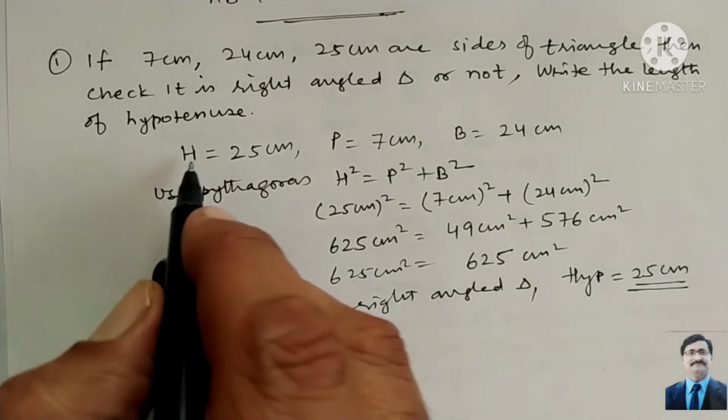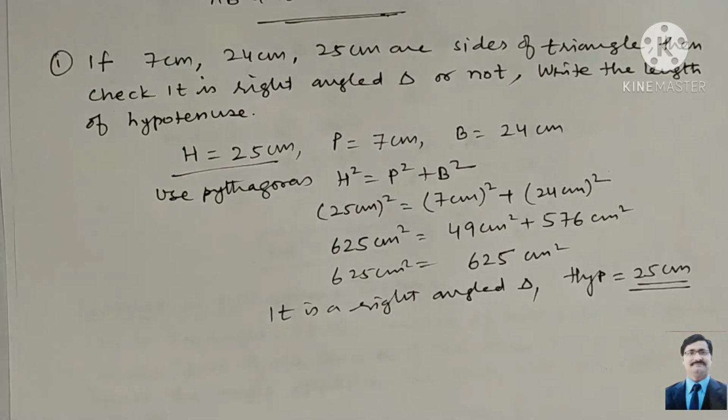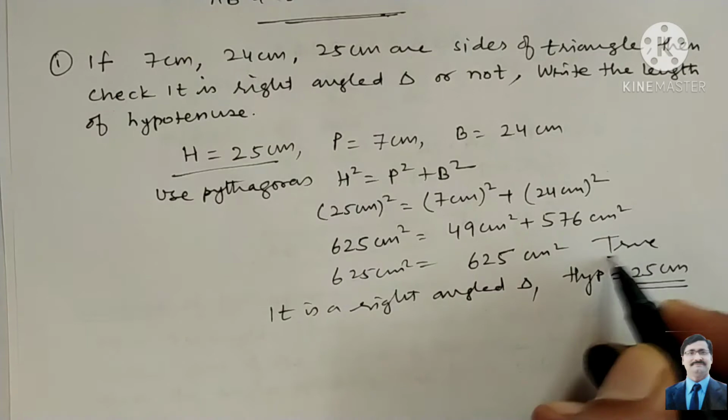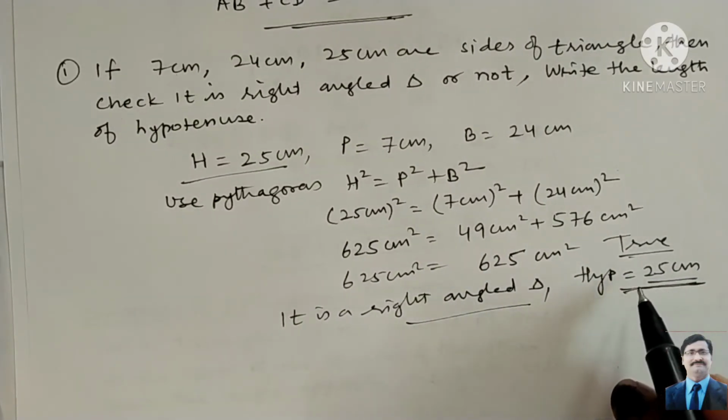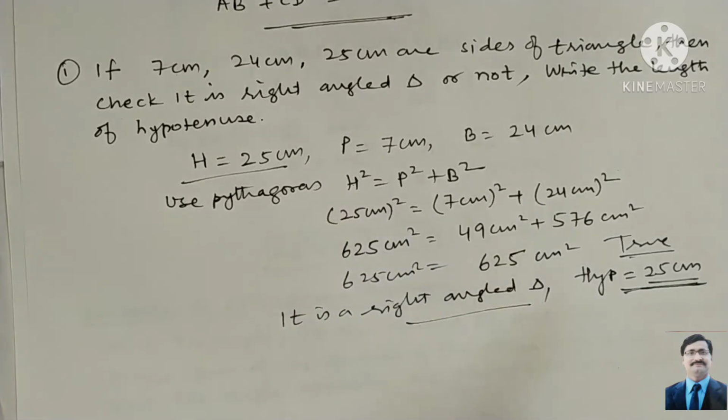All of you understand? We supposed here at the start that hypotenuse is 25 and we confirmed here it is true, means it is a right angle triangle and hypotenuse is 25 and opposite to hypotenuse will be 90 degrees here.